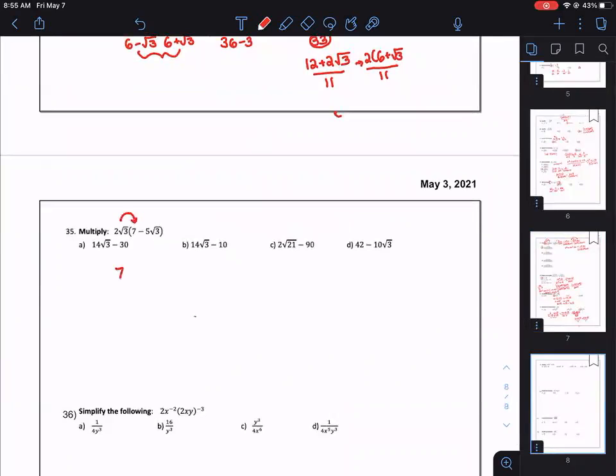Distributive properties, so 7 times 2, excuse me, would give me 14 radical 3. And then 2 and 5 gives me negative 10 times 3. So I get 14 radical 3 minus 30, choice A.